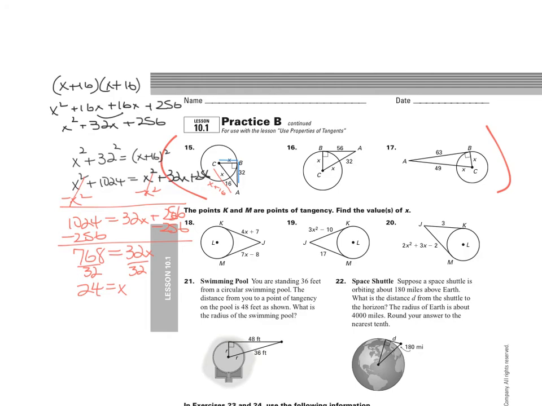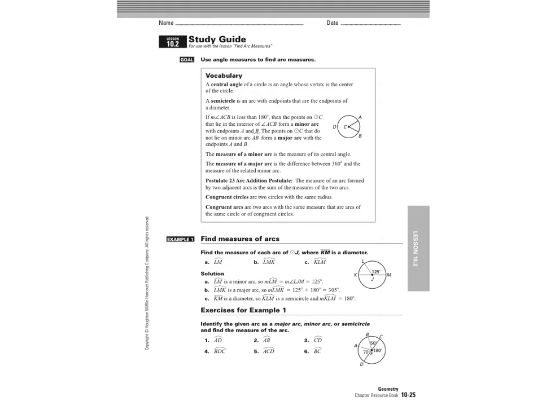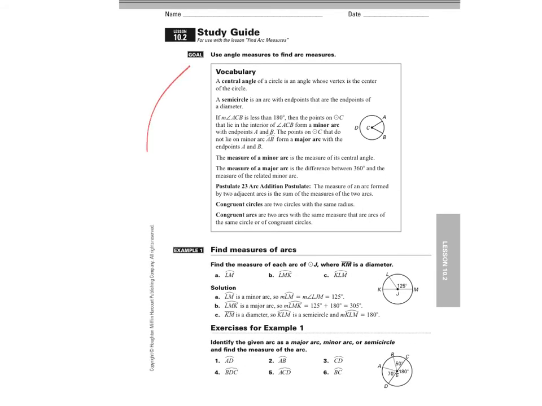Okay, so that's 10-1. Then from 10-2, this is where we saw how to find the arc measures. Again, up at the top of your study guide, you have all of the vocabulary that's going to be important to you. Know what a minor arc is, a major arc, and a semicircle arc. You will have to identify what type of arc it is after you calculate the number.